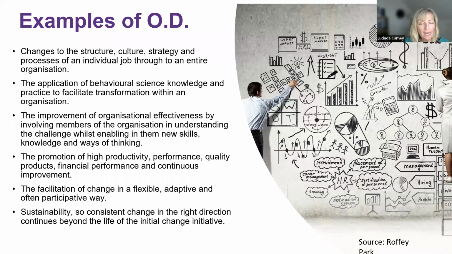The application of behavioural science knowledge, so that's evidence-based practice or evidence, to facilitate transformation. Great example of using long words, but you could make it more simply. So it's also something about involving an organisation, involving people to improve the organisational effectiveness. So helping them to think differently, use new skills. So it's bringing others along in terms of the organisation.